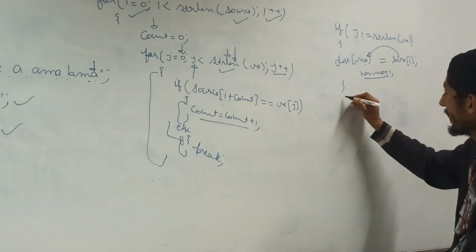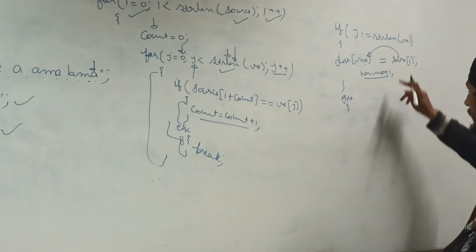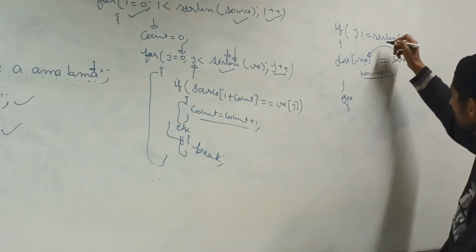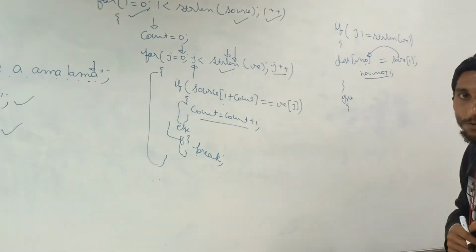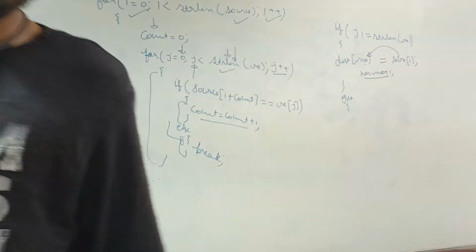Okay, but in the else part, what will happen? What is the meaning of the else part? The meaning of the else part is this substring has been present in the original string. So what you have to do, you have to copy the content. Are you following this one? So let me remove the camera again for you.